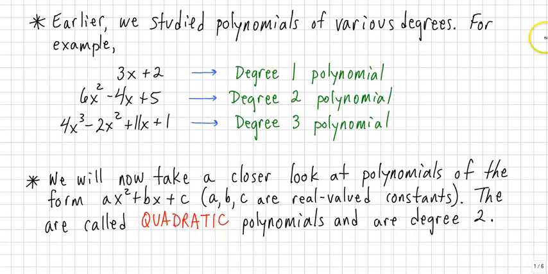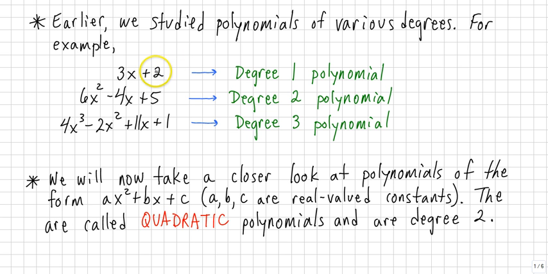So earlier, we looked at polynomials, how to find their degree, how to add polynomials, multiply, and how to divide polynomials. And now we're going to take a closer look at a specific type of polynomial. One of the first things we learned about polynomials is that a polynomial has a degree. So for example, 3x plus 2 is degree 1 because the highest exponent on any of the variables is 1. So 3x we said was a monomial with degree 1, and 2 was a monomial with degree 0.